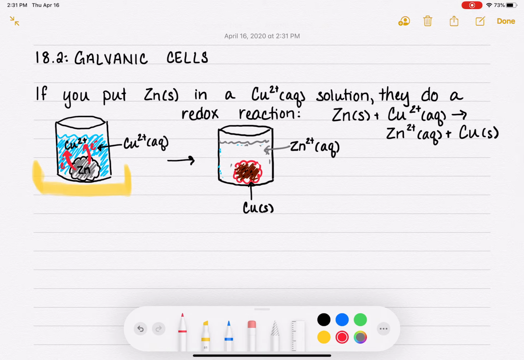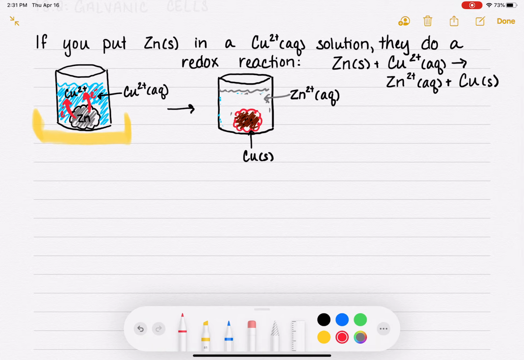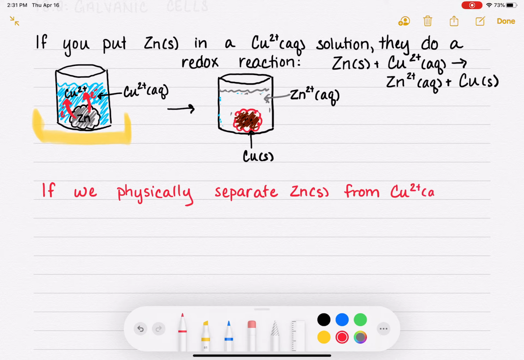So they just spontaneously want to move from the zinc to the copper. They're more than happy to do it. And so if what we do is separate the zinc from the copper, if we physically separate, so they're not touching anymore, separate the zinc metal from the copper ions. If they're physically separate from each other, then they can't just pass electrons from the zinc to the copper because they're not in contact with each other.